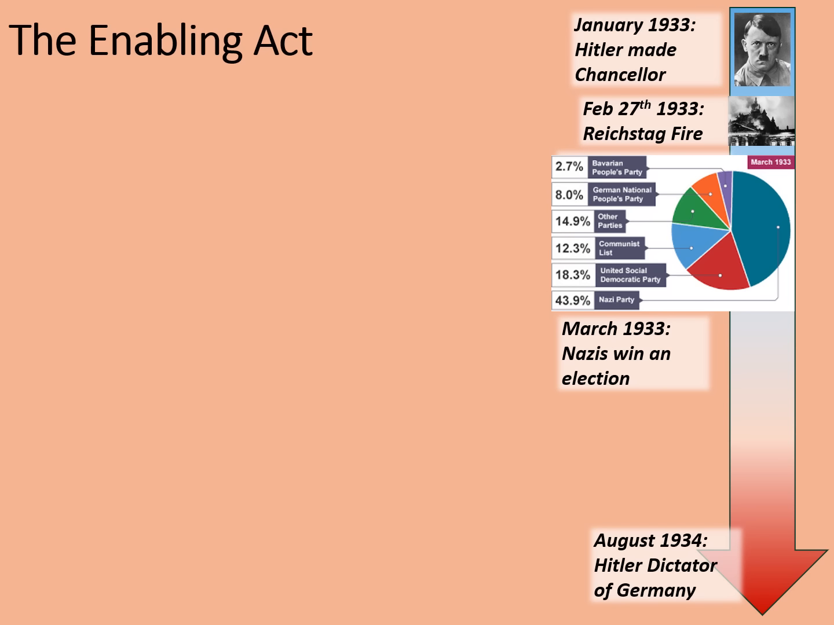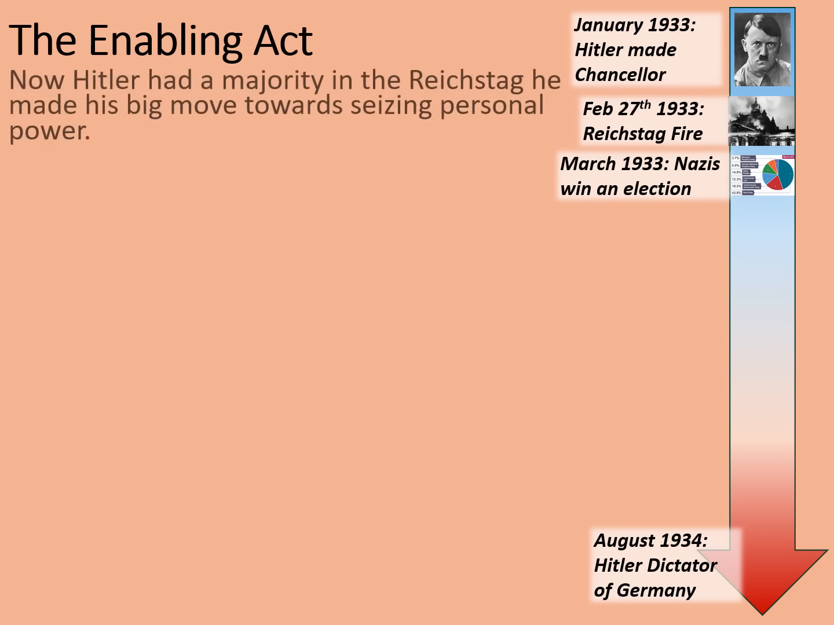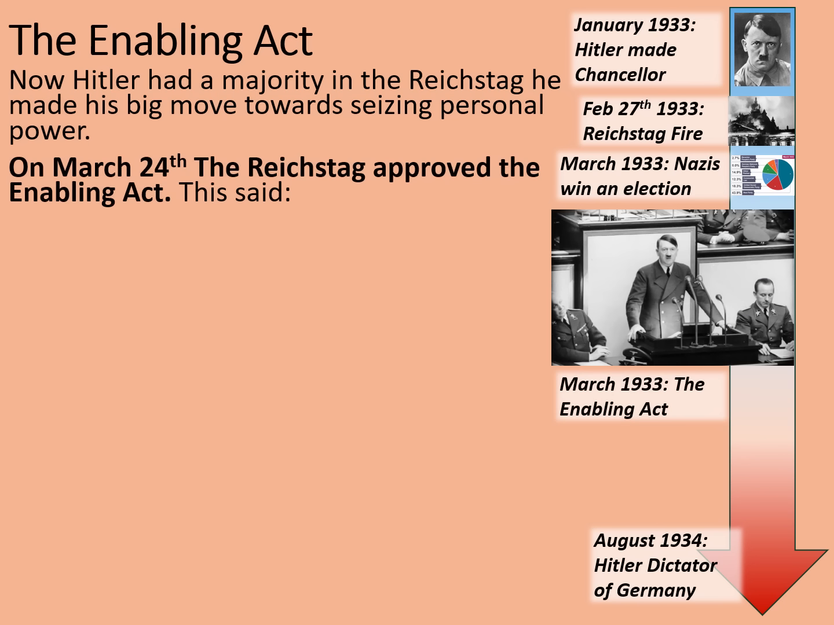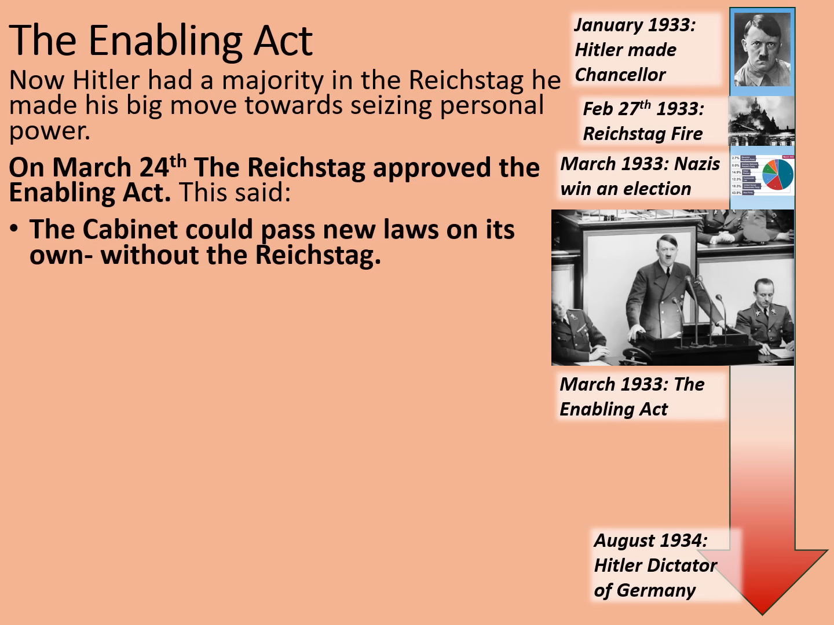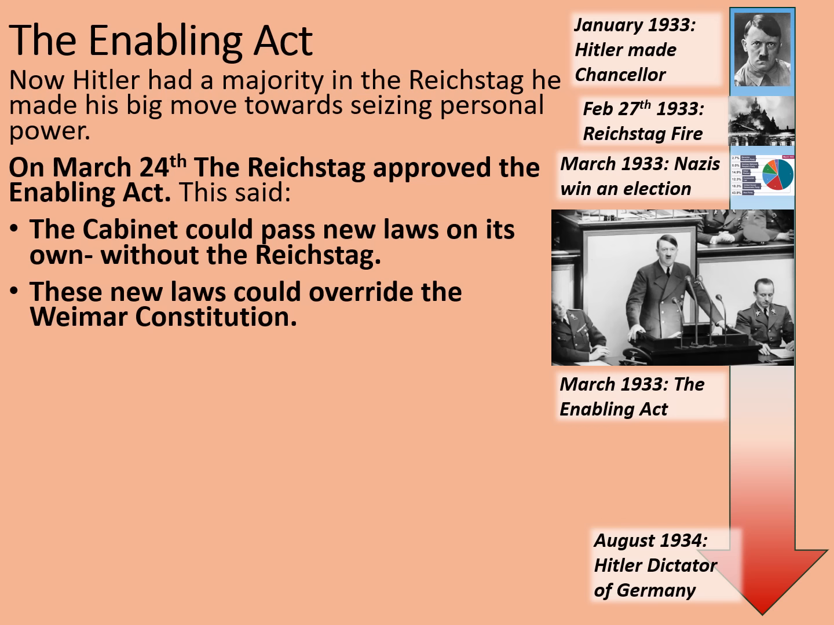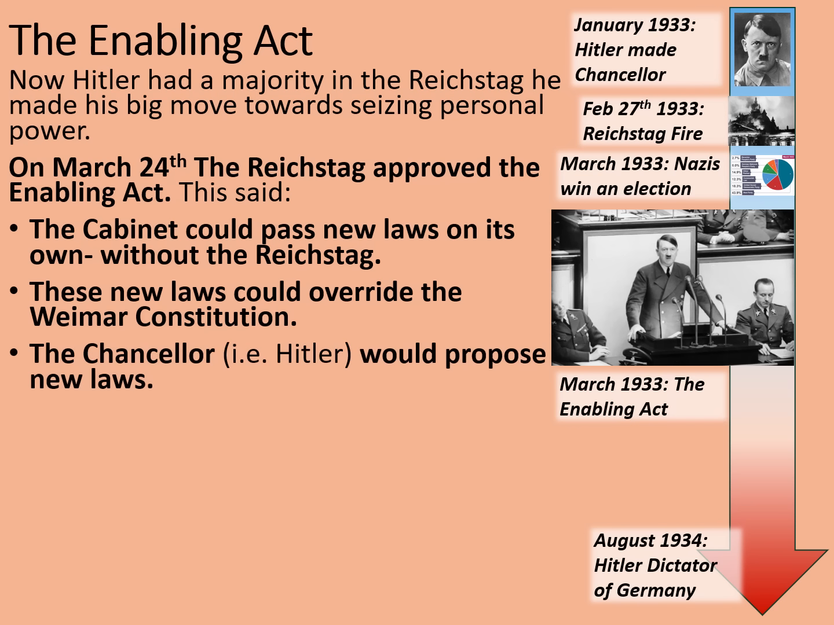What we get now is the Enabling Act. Now Hitler had a majority in the Reichstag, he made his big move towards seizing personal power. On March the 24th, the Reichstag approved the Enabling Act. This said that the cabinet could pass new laws on its own, without the Reichstag. These new laws could override the Weimar Constitution, and the Chancellor, i.e. Hitler, would propose new laws.